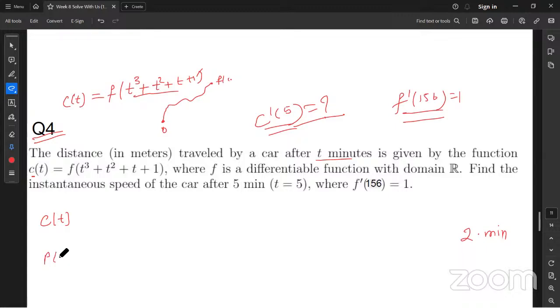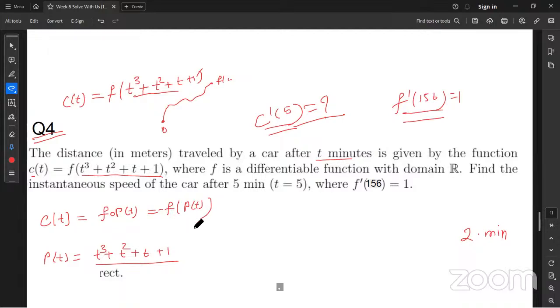So basically, if we observe here C(t), if I take a function P(t) equal to t cube plus t square plus t plus 1, this inner part is a polynomial function. This is also a function. Now if I observe this C(t), it is nothing but a composition of these, right? Yes, sir. A person who did not cover this in class 12th as well. Okay, so this is clear.